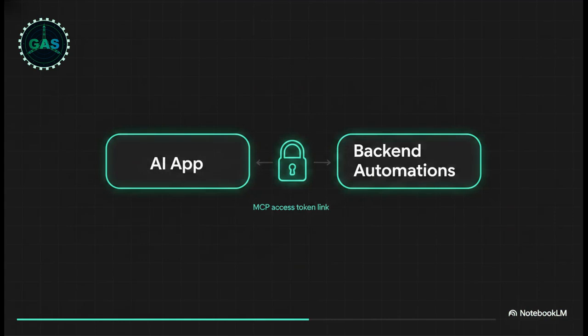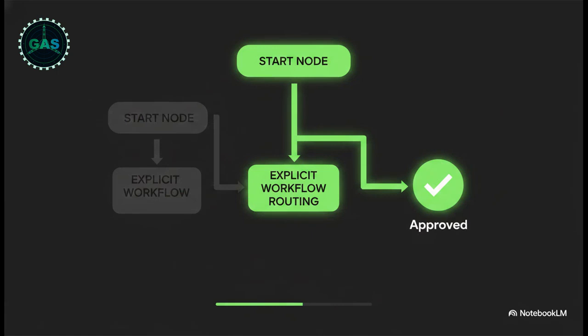To connect these two halves, we return to the Model Context Protocol. By generating an MCP access token in your back end and securely passing it over to your AI builder, you forge an instant link. Just like that, a simple button click on your dashboard commands complex, enterprise-level workflows to execute in the background. But remember, stability is everything here.